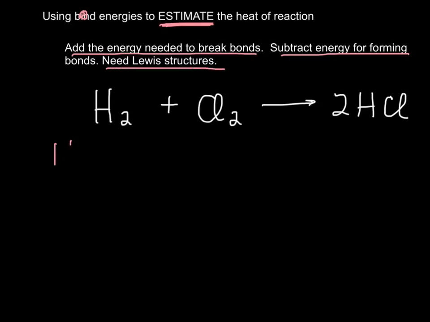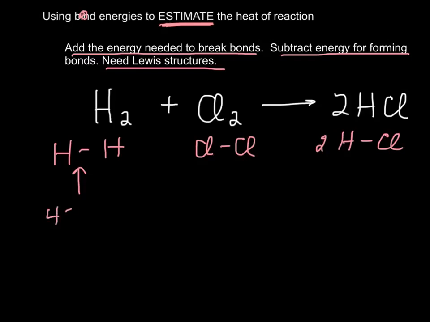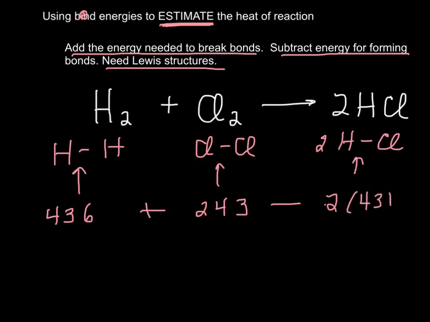So for instance, I do this out, and that's hydrogen, okay, that's chlorine. I need Lewis structures so I know if I have single or double bonds, and here I have 2 of these. So for all of the reactants, I'm going to go ahead and add. You got to look up the bond energies in the table. This one's 436 plus a chlorine-chlorine bond is 243, and minus this one here is 2 times 431. So if you do all that out, you get minus 183 kilojoules.